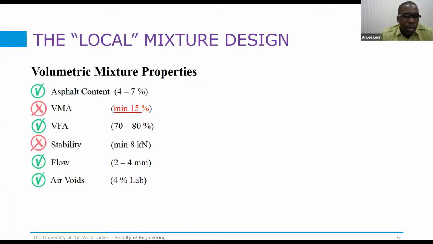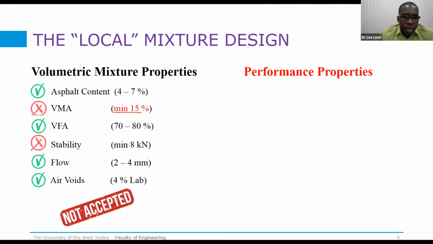Now, sometimes one or two of these properties fail. Usually the client will reject that particular asphalt mix. So how do we justify the failure of mixtures other than volumetric properties? By adding performance testing or looking at the performance behavior or properties of the particular asphalt mixture.